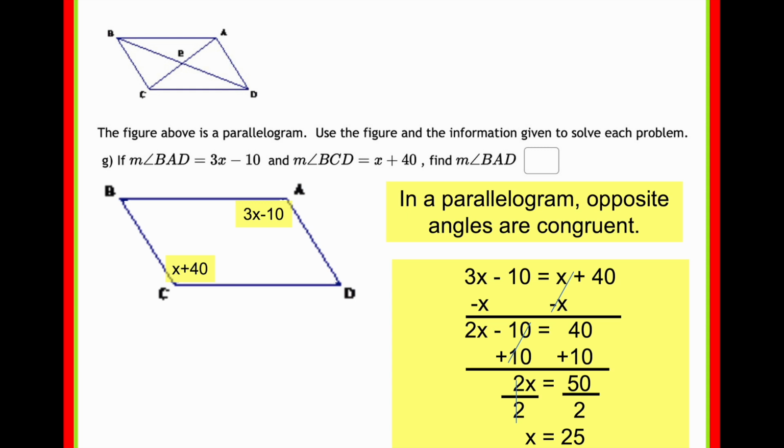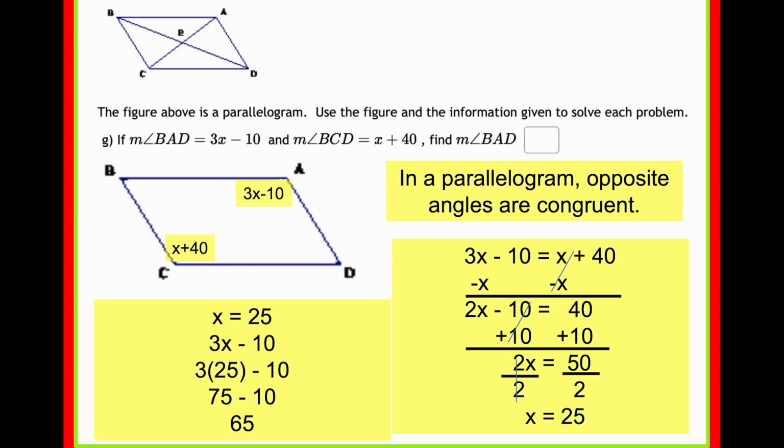That's not my final answer. We'll have to go back and substitute. If x is equal to 25, 3x minus 10, 3 times 25 is 75, minus 10 is 65. So our final answer, the measure of angle BAD, is 65.